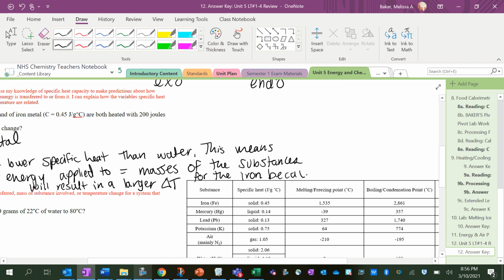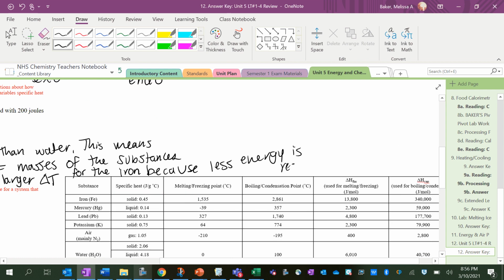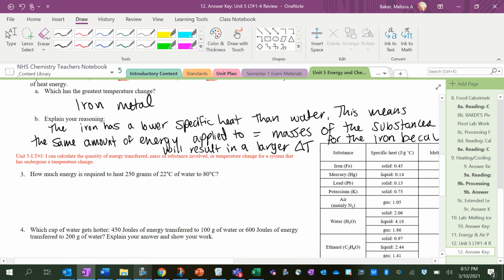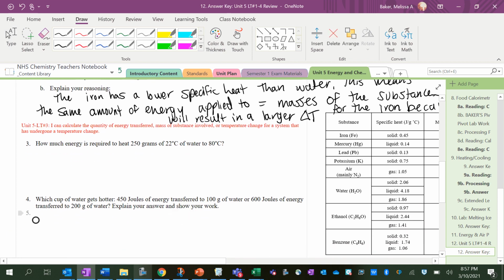because less energy is required to change the temperature of 1 gram of iron by 1 degree Celsius. It only takes 0.45 joules versus 4.18 for water. So that's a big difference. It was kind of a wordier answer than I planned, but I wanted to make sure I was hitting everything.